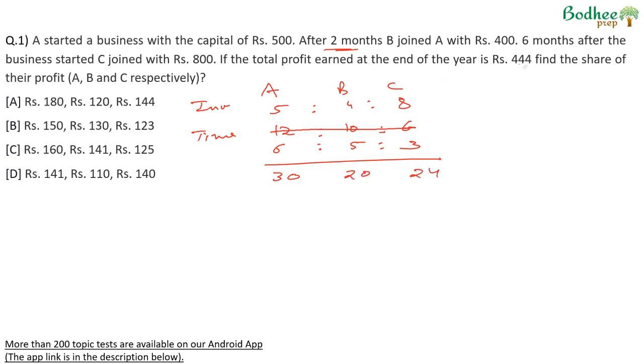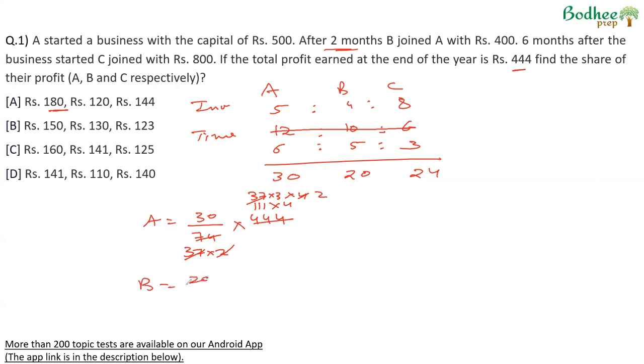The total profit is 444. Find the share of A, B, C. So A gets 30 upon 30 plus 20 plus 24, that is 74, into 444. Now 74 is nothing but 37 into 2. And 444 is nothing but 111 into 4. 111 is 37 into 3 into 4. So 37 cancels. 2 and 2 cancel. So we'll get a 6 from here. 6 into 30 is 180. So that becomes the share for A.